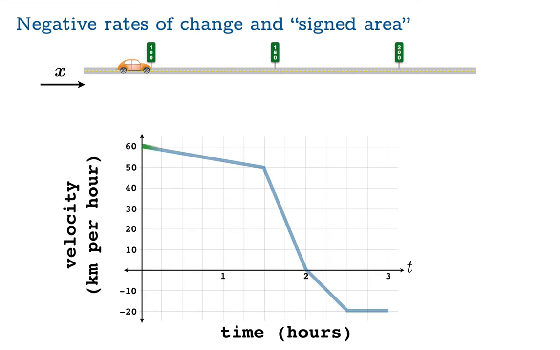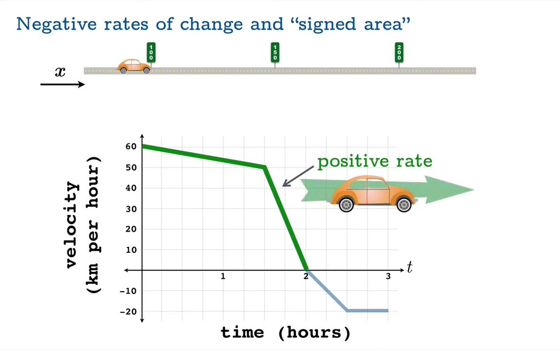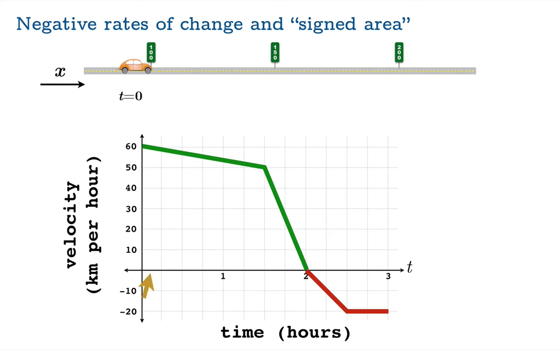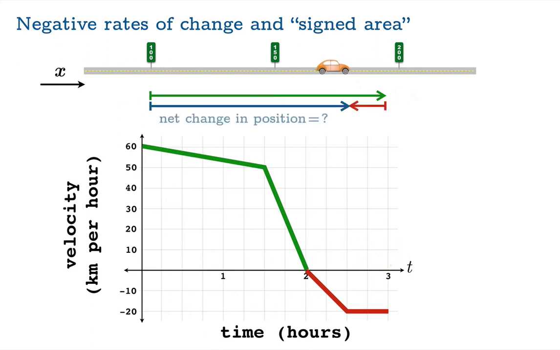Well, what's going on here? For the first 2 hours, the velocity is positive. It's a positive rate of change, and that means our car is moving to the right. But then from hour 2 to 3, the velocity is now negative, which means the car has turned around and is moving the other direction. Once again, from t equals 0 to t equals 2, the motion is to the right, and then from time 2 to time 3, the motion is to the left. Now, what if we want the net change in position from time 0 to time 3? How would we calculate that?